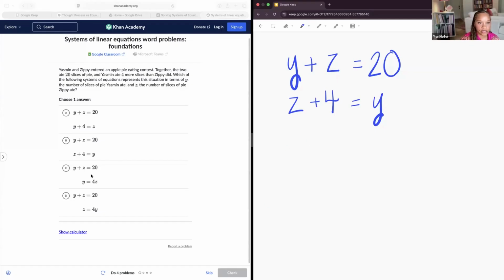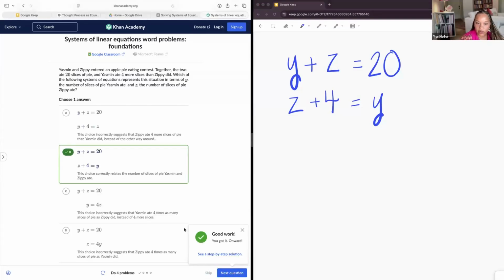Let's look for our answer and choose. And we have to be careful because the variables are all mixed up. So we're looking for y plus z equals 20 and z plus 4 equals y. And it looks like B is the answer we're looking for.